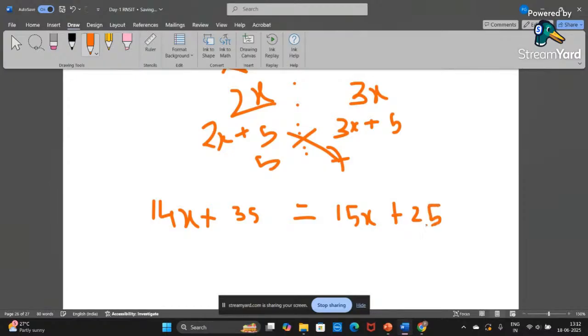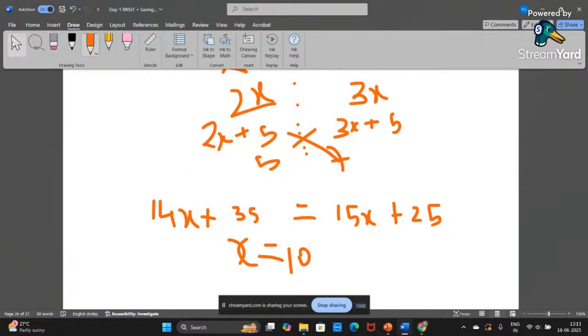After calculating this, we'll get the x value. I'm directly writing the values. 15x minus 14x, it is x. 35 minus 25, it is 10. The x value is 10.